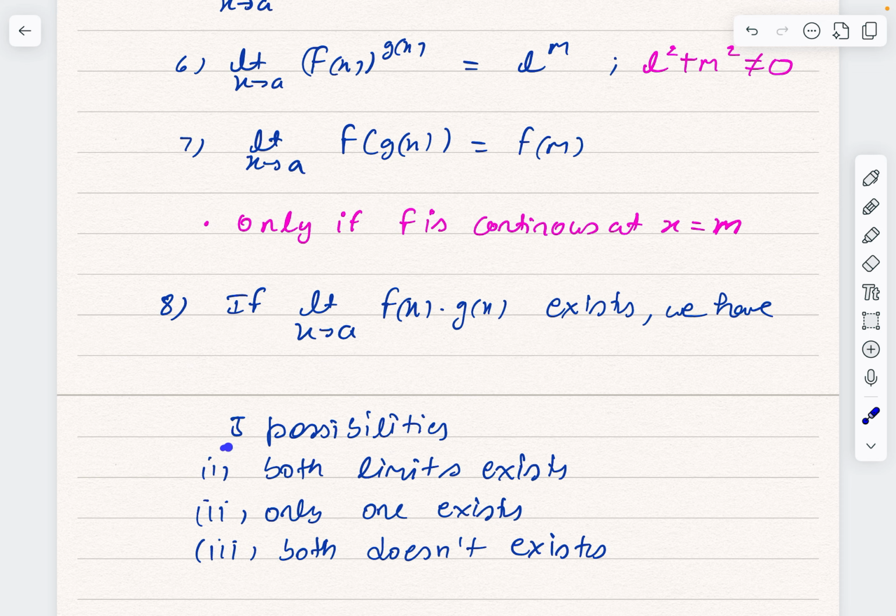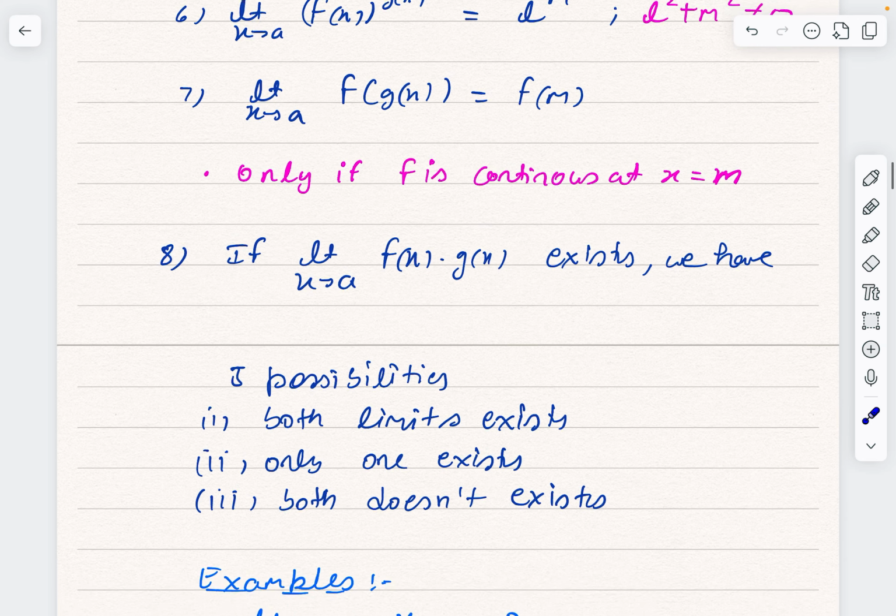So there are three possibilities. There is a possibility that both of them exist independently. There is a possibility that only one will exist; one will exist, the other will not exist. And there is a possibility that both will not exist individually. If we take the limit individually on them, they will both not exist, even though the product of them exists. Let us see with the help of examples.